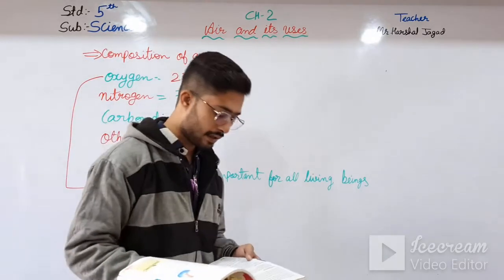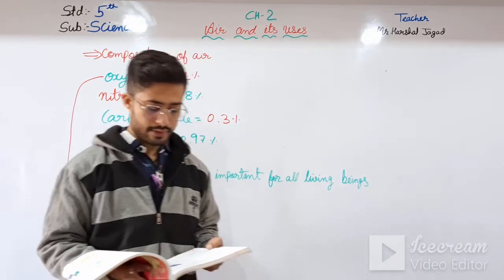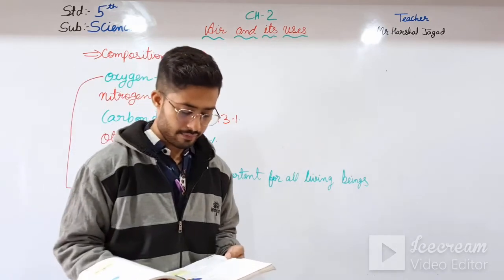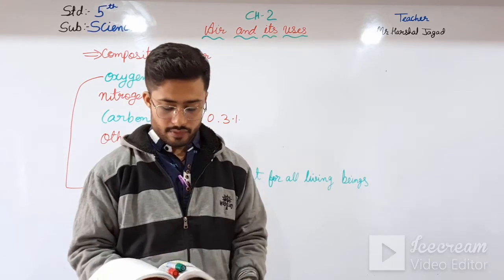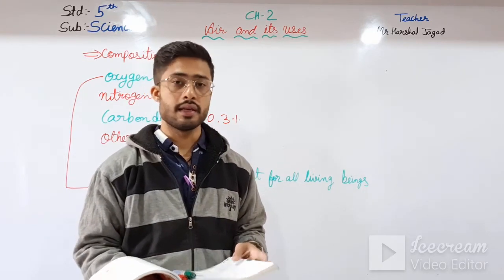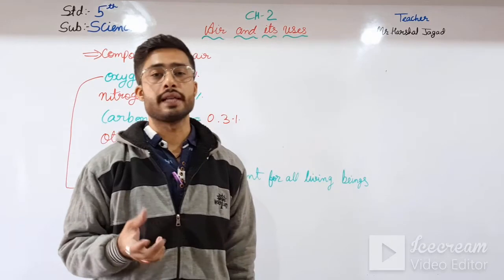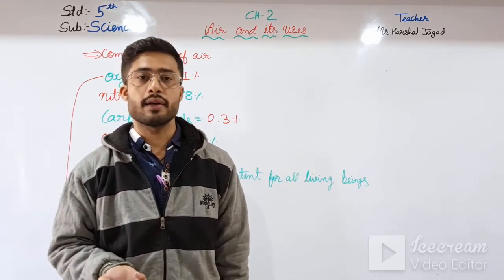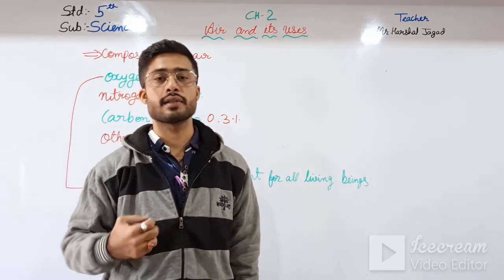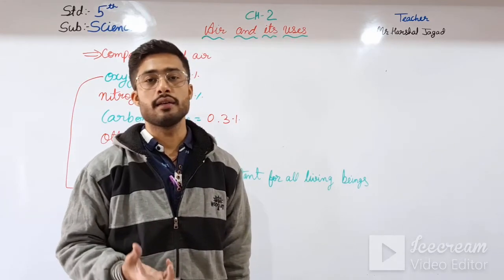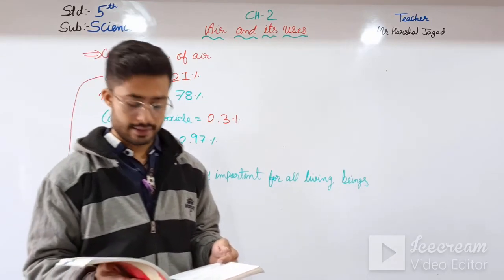The second point: plants also breathe in oxygen and breathe out carbon dioxide, but during daytime, in the process of photosynthesis, green plants take in carbon dioxide and give out oxygen in addition to breathing. Thus, they purify the air for us. Here they are telling that plants take in oxygen and give out carbon dioxide, but in the daytime, for making their food, they take in carbon dioxide and release oxygen. And they also purify the air for us.